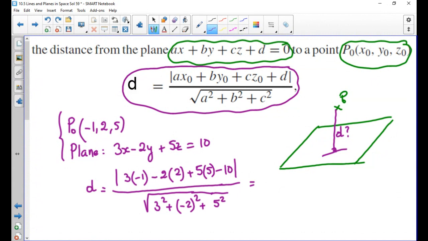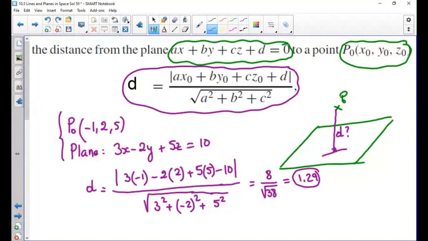And then you just use your calculator to do these calculations. They're not that difficult. And I think I'm getting 8 over square root of 38. So 1 point something, 1.29. Okay, great. If we want 2 decimal places, 1.29. If we want 1 decimal place, 1.3. Depending. Are we okay with this?